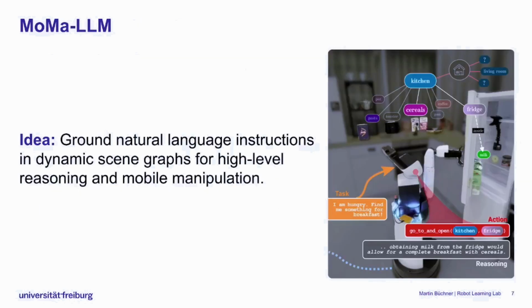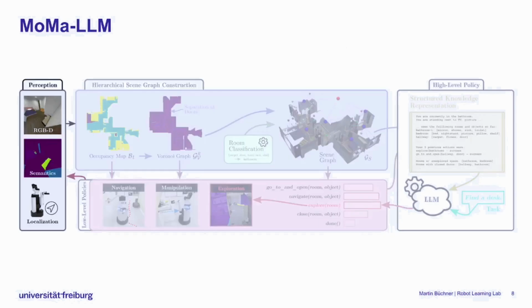To tackle these challenges, we present MoMa-LLM that is able to take instructions in the form of natural language, ground those in dynamic scene graphs covering multiple regions in an open set manner, and provide high-level reasoning for mobile manipulation.